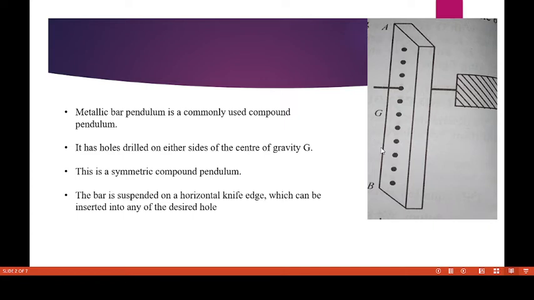It is an example of a symmetric compound pendulum since its center of gravity is exactly at the center of the bar, that is, at half the distance from one of the ends. The bar is suspended from a horizontal knife edge which can be inserted into any of the desired holes. We have a lot of holes here, which will give different values of time periods of oscillation.